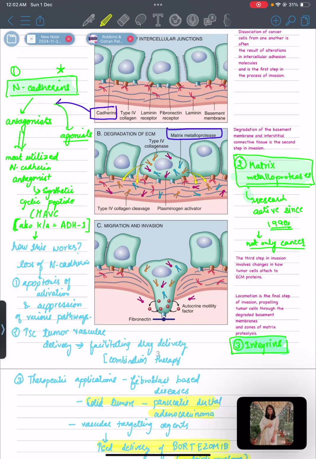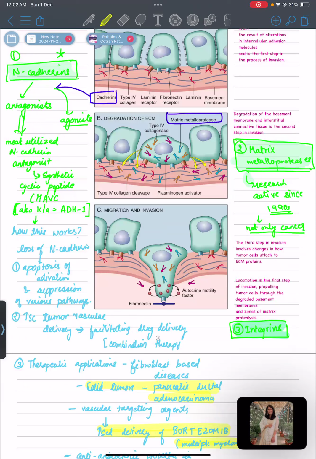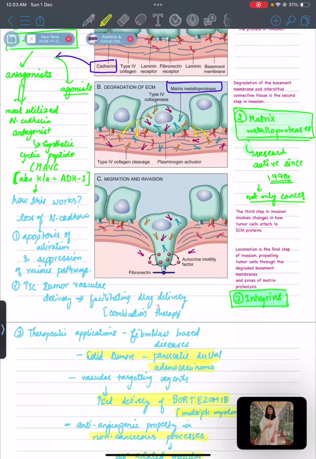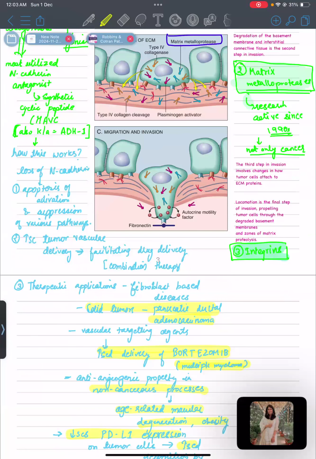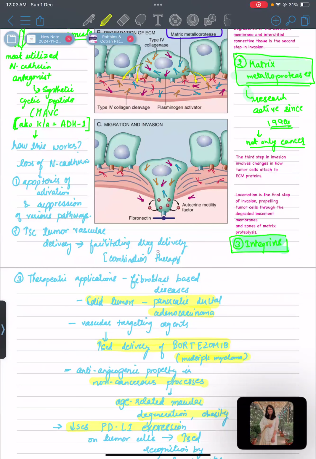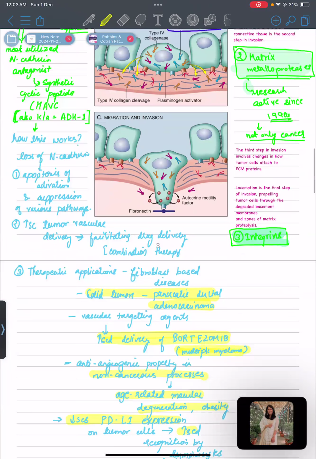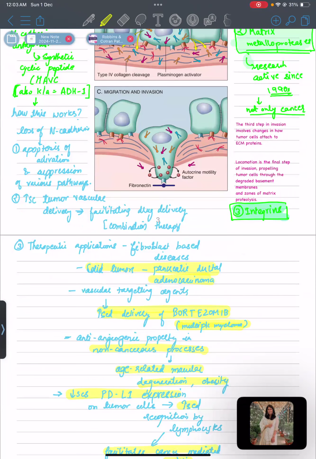Another effect is that these pathways essentially increase tumor vascular permeability, make cells more leaky, and facilitate the drug delivery. So it has been utilized as a combination therapy for multiple myeloma specifically. So drug delivery of bortezomib is being studied for multiple myeloma, along with the N-cadherin antagonist. Then it has been used in solid tumors such as pancreatic ductal adenocarcinoma.